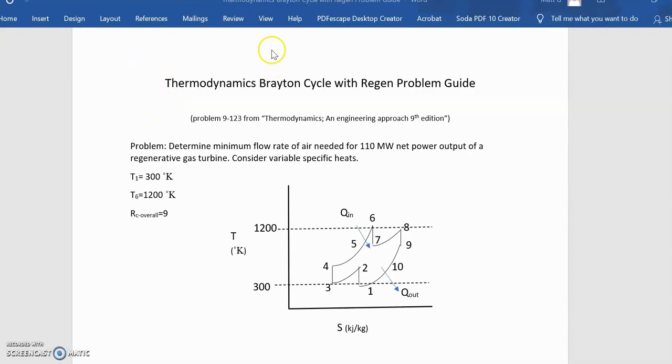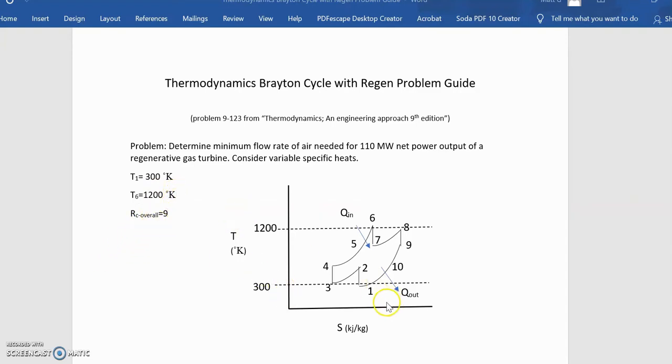So this is a problem guide going over how to do a Brayton cycle analysis with regen in it. In this problem, we're trying to determine the minimum flow rate of air needed for 110 megawatt net power output of a regenerative gas turbine. No constant variable heats, so we have to account for variable. We have a T1 of 300 degrees Kelvin, T6 of 1200 degrees Kelvin, and an overall compression ratio of 9.